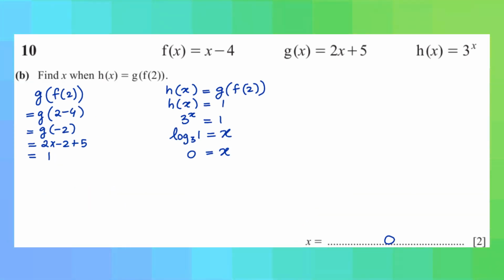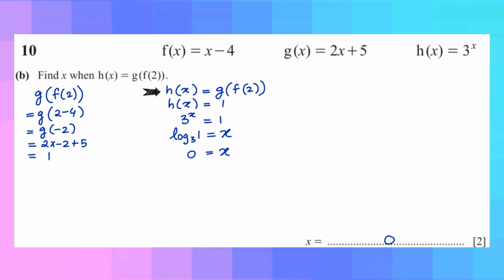Now to solve for the last part of question 10, part B. It says to find x when h of x equals g of f of 2. To solve this, first let's find g of f of 2. To get f of 2, we just substitute 2 in place of x in x minus 4. So, g of f of 2 equals g of 2 minus 4. Simplifying, we get g of minus 2. To get g of minus 2, we just substitute minus 2 in place of x in 2x plus 5. This gives us 2 times minus 2 plus 5. Simplifying, we get 1. So, g of f of 2 equals 1.